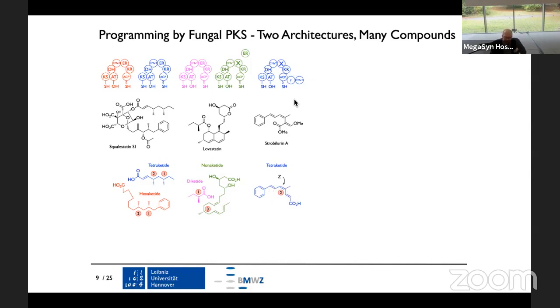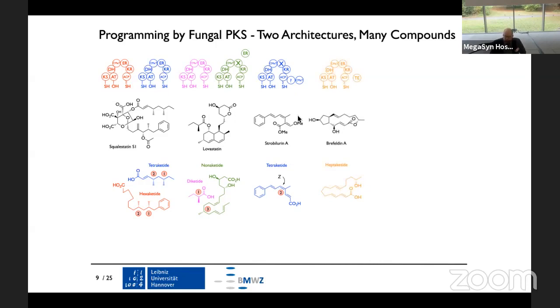And this PKS does something that's also interesting. It can control the geometry, and that second alkene is put in Z. We don't understand how that happens. Okay, so there's one dehydration here, and it can make E or Z under different circumstances.